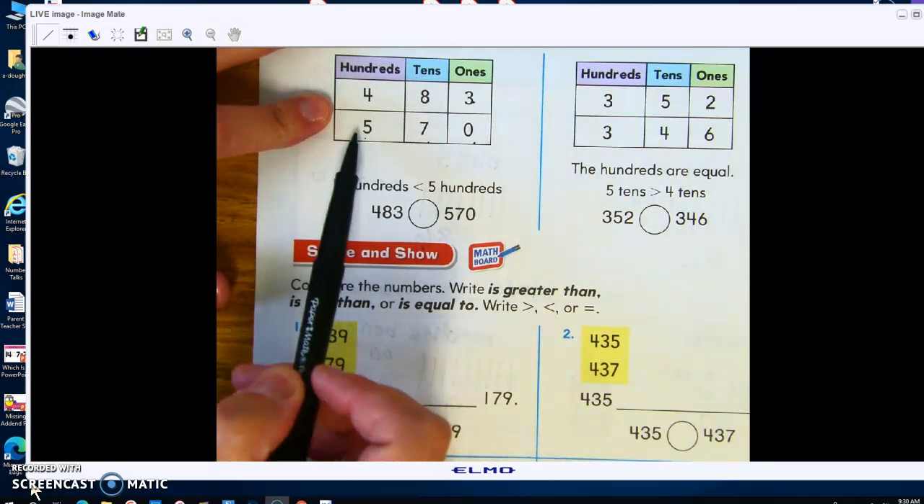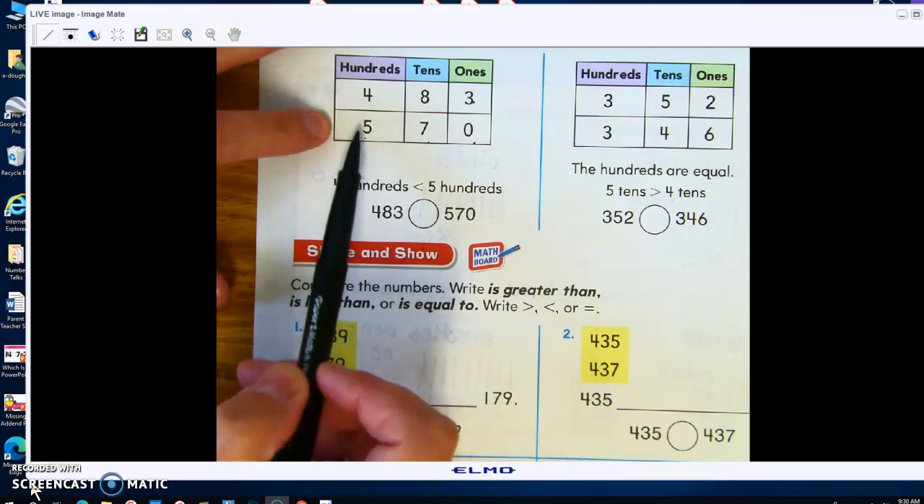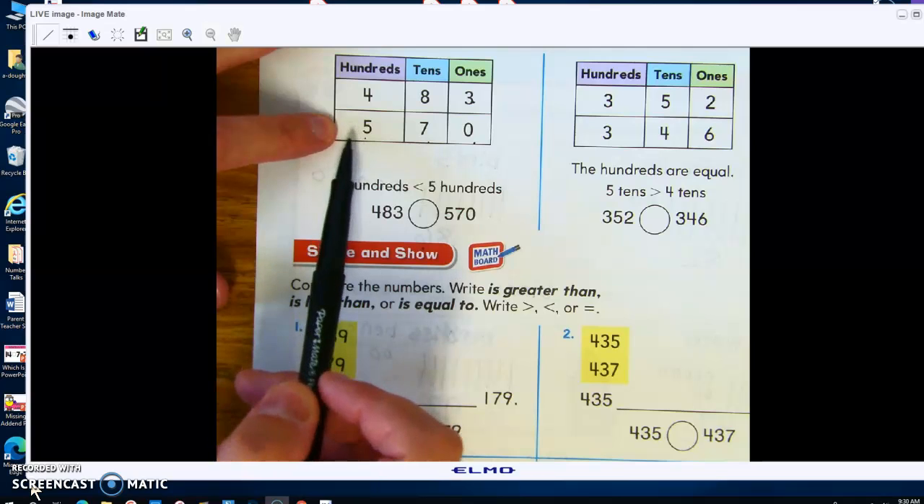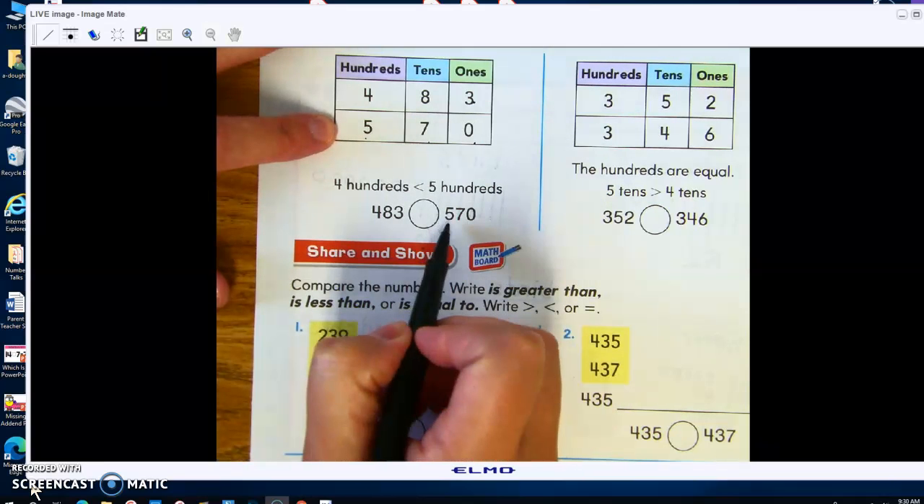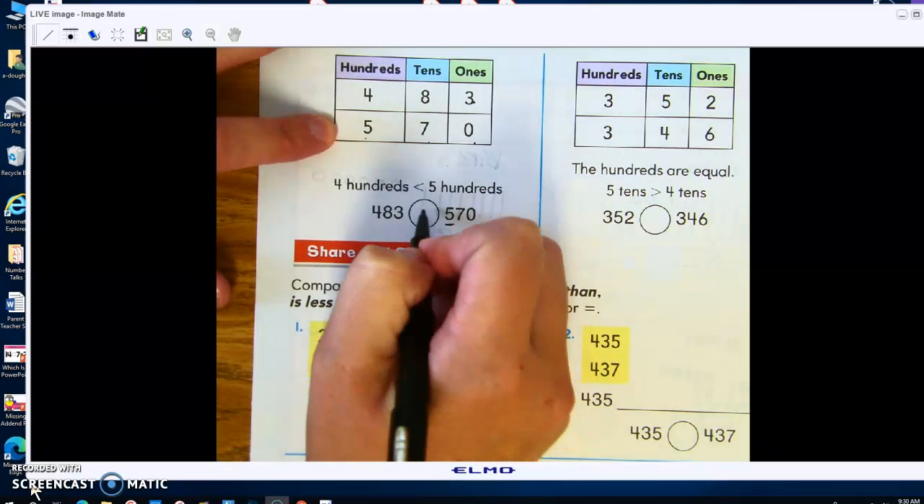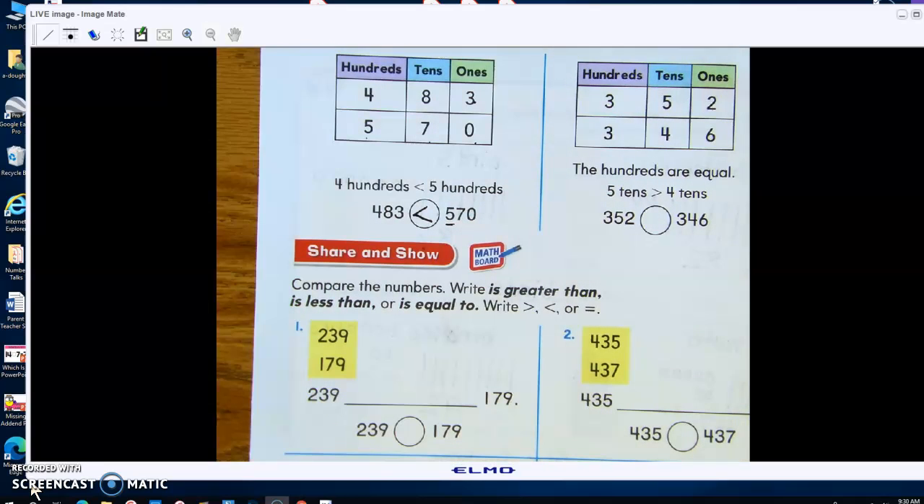4 and 5. Okay? Which one's bigger? 4 or 5? 5. So the alligator is going to eat the number that has the 5 in the hundreds place. So there's the one with the 5 in the hundreds place, so we're going to make the alligator eat that one.